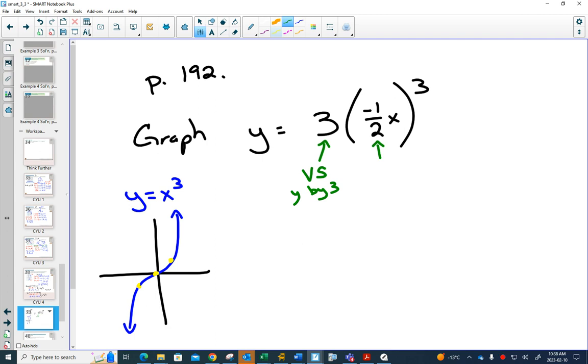The negative and the half, can you see that's in the brackets, does get affected by that cube. So everything that's getting affected by the cube is inside the function. So the negative is going to be a horizontal reflection, and the 1/2 is going to be a horizontal stretch. And you will multiply all of your x values by the reciprocal, -2.